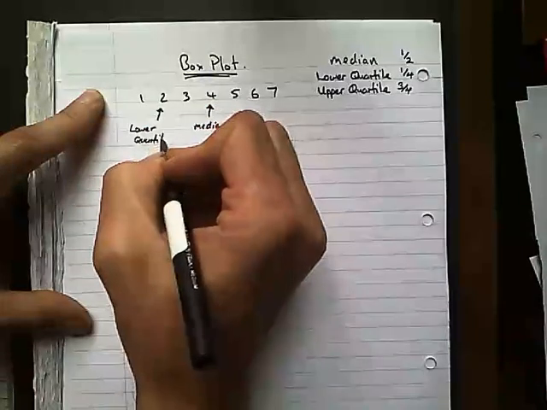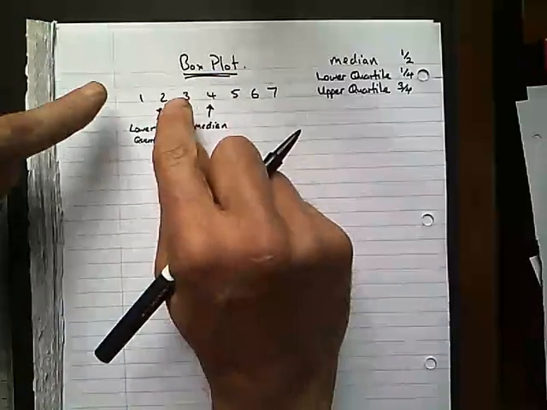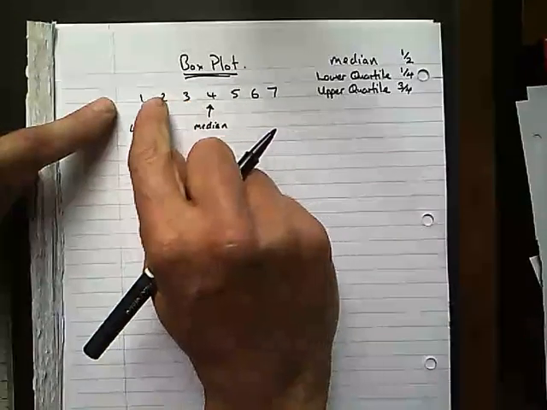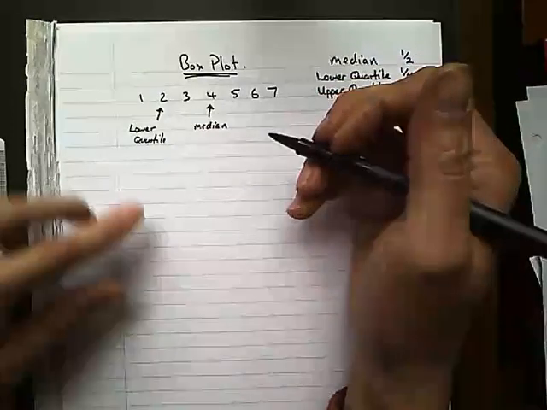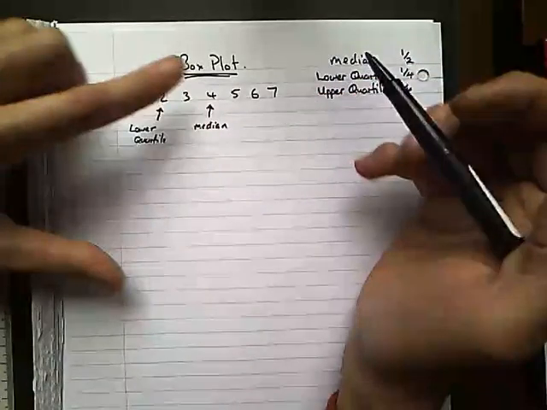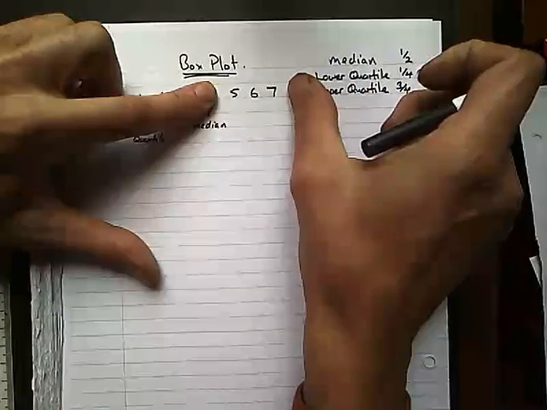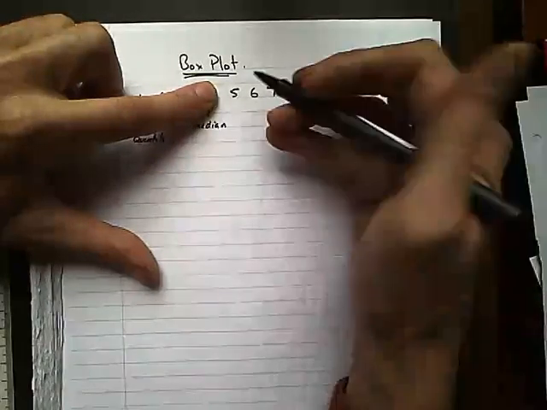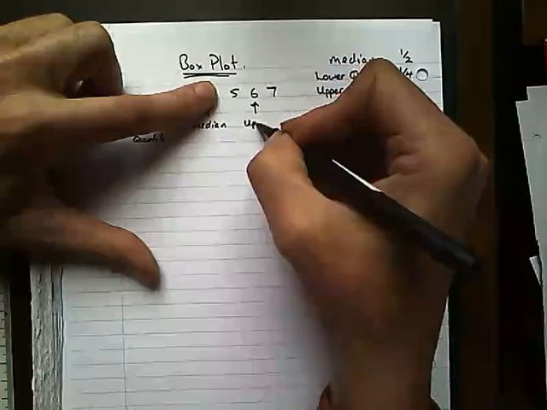If you were left with two numbers, because you crossed them off and you got left with two numbers, you'd find the middle value of those two numbers. Then for the upper quartile, you do the same on the right hand side. So you get to the median, you ignore the median, and you look at the numbers to the right. That's 5, 6, 7. The middle number of those three numbers is your 6, so that's your upper quartile.